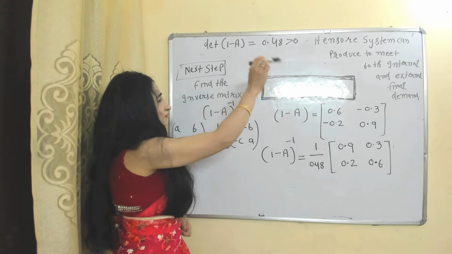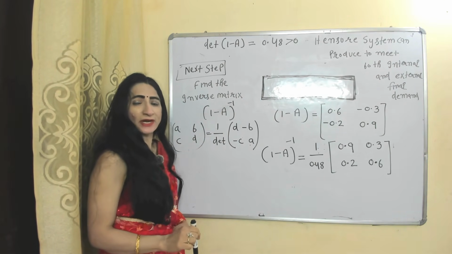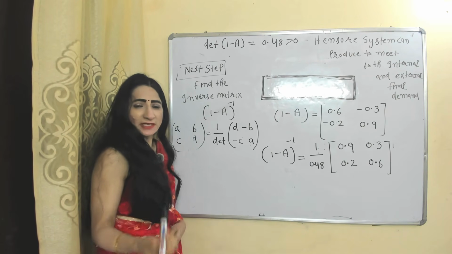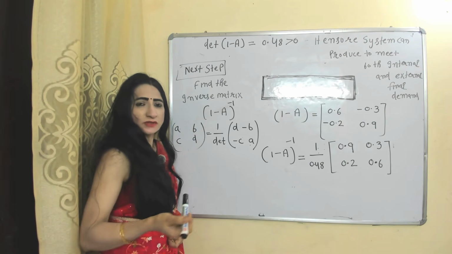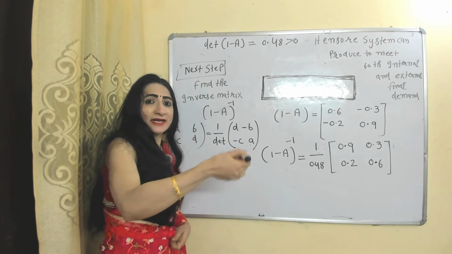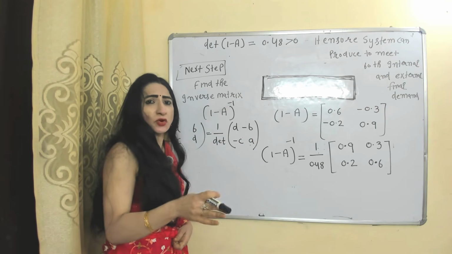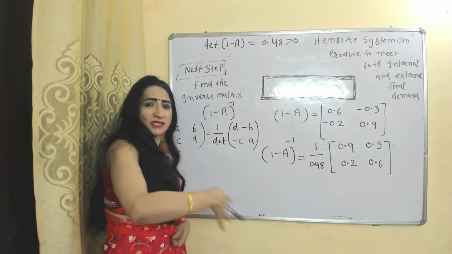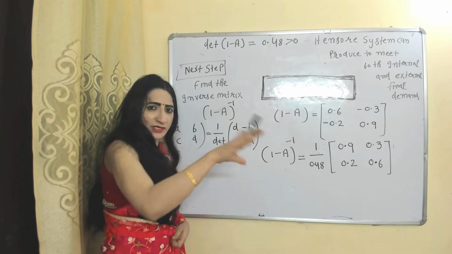The determinant is 0.48 and 0.48 is greater than 0. Determinant greater than 0 shows the system can produce enough to meet internal and external final demand. In short, our solution exists. Without any doubt, we can proceed further.